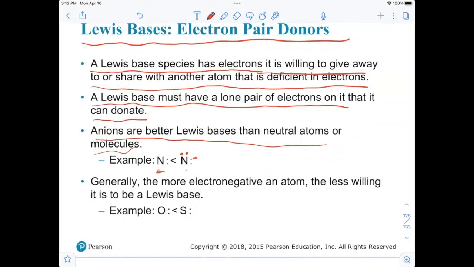So of course, I know I over explained that one. Here, this is going to be a strong base compared to this. You have an extra lone pair. Now with this one here, they're saying that generally this has a group relationship, right? You have oxygen, sulfur in the same group. Generally, the more electronegative an atom is, the less willing it is to be a Lewis base.